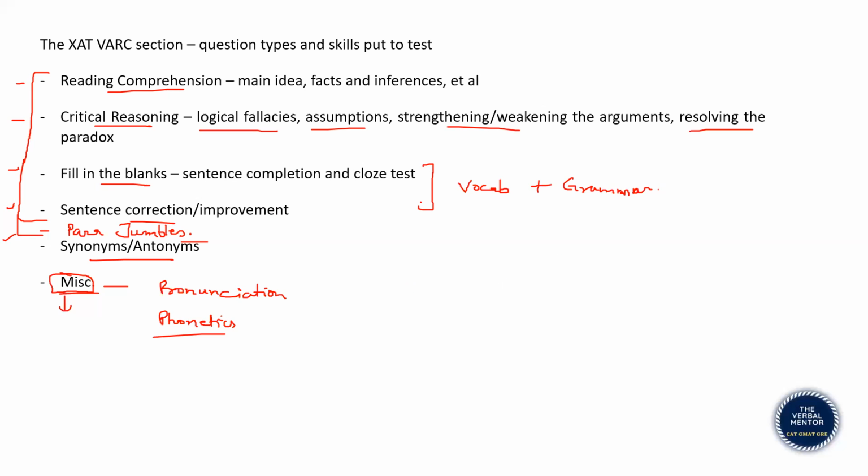Now, guys, this is the order that I follow, and I also recommend that you at least try once or twice following this order. Start with the verbal ability part. That is all the grammar-based questions, all vocab-based questions. So fill in the blanks, sentence correction, sentence improvement. If there are any synonym antonym questions, start with them.